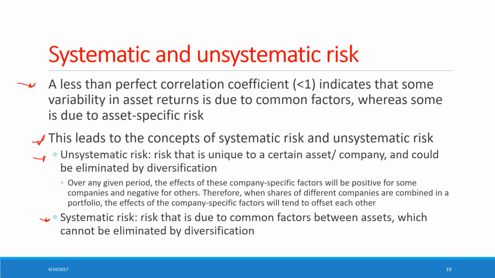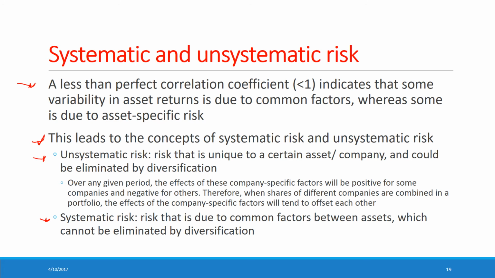Unsystematic risk, however, is variations in returns that is asset specific or company specific, right? So if we have a correlation of 0.7, for example, 70% of the asset returns could move together, but 30% of the asset returns are due to individual company risk, right? So if we have a large enough portfolio over any given period, the firm-specific factors might be positive for some companies and negative for others. On average, these firm-specific factors would therefore cancel each other out.